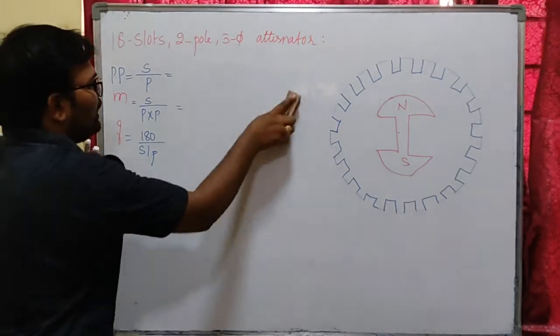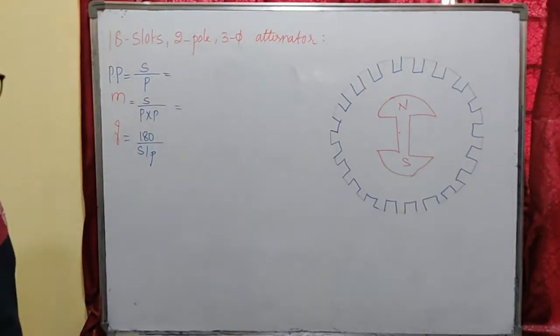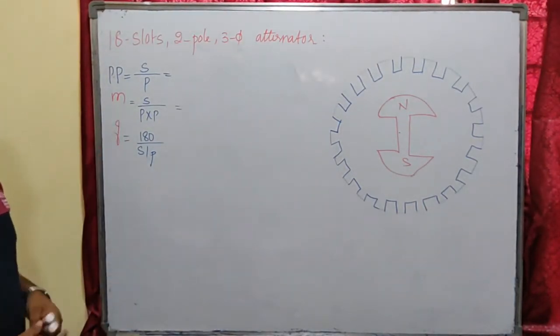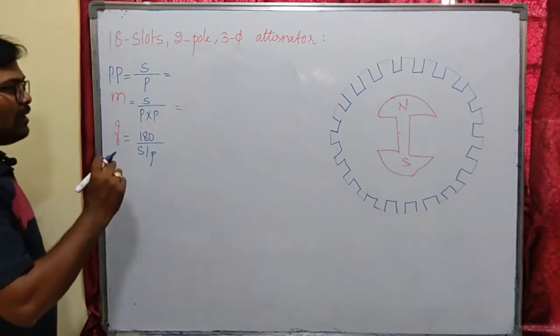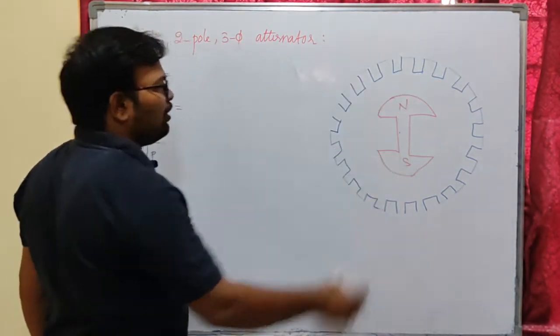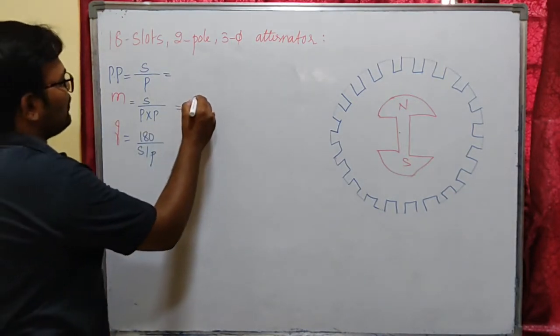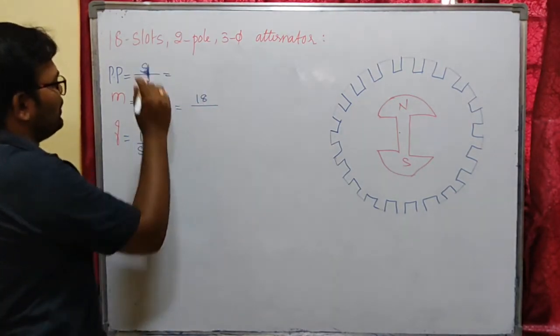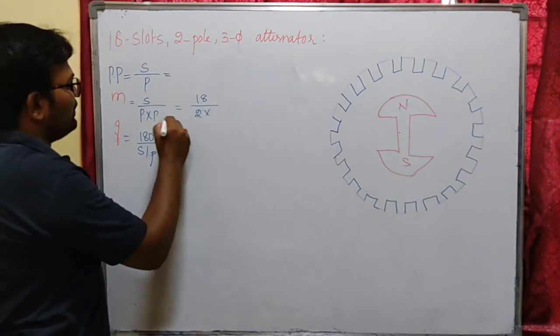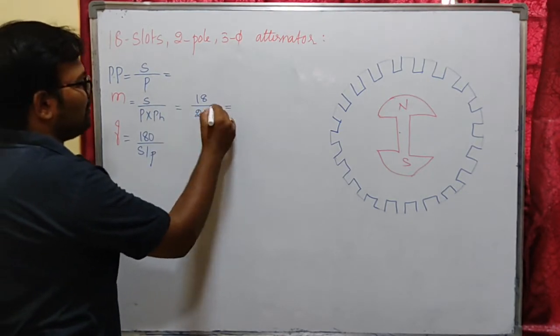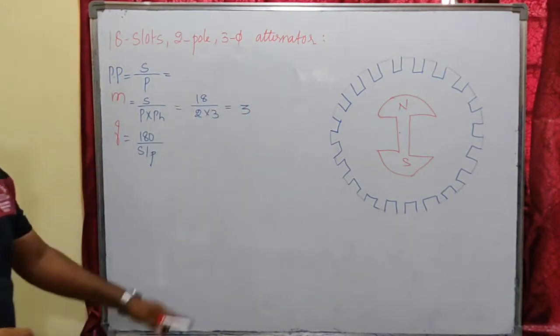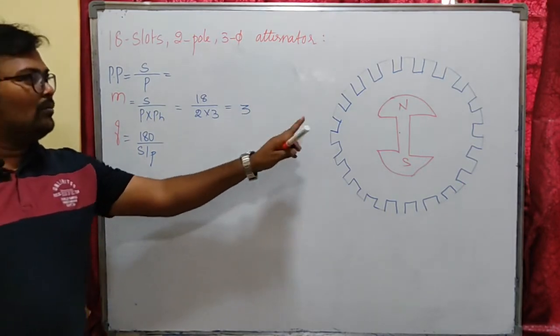Okay, and these 3 are 120 degrees away from each other. Okay, what is M saying? M is saying how many slots are available under one pole for one phase. Okay, we have 3 phases. So the number of slots is 18 in this example, the number of poles is 2 and the number of phases is 3. That will give us the value of 3.